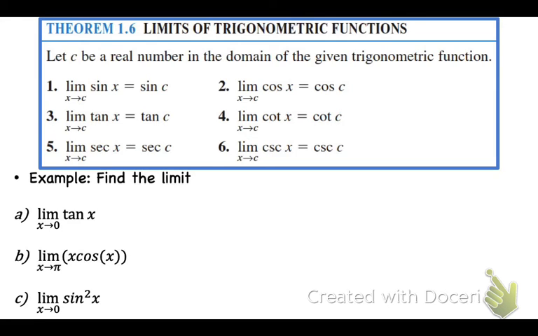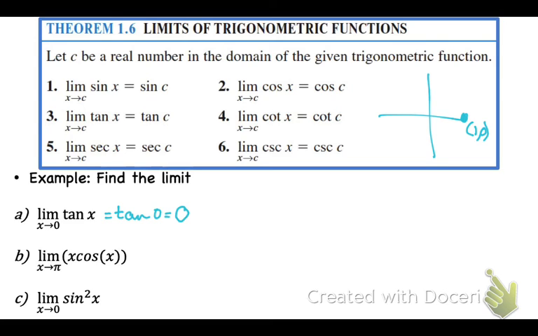Okay, so I have the limit of tangent of x as x approaches 0. I plug in what? Tangent of 0, not tan, please. What is the tangent of 0? Zero is right here, yes? What's that point right here? 1, 0, yes? And tangent is y over x. So the y is 0, so it is 0 over 1, so it is 0.